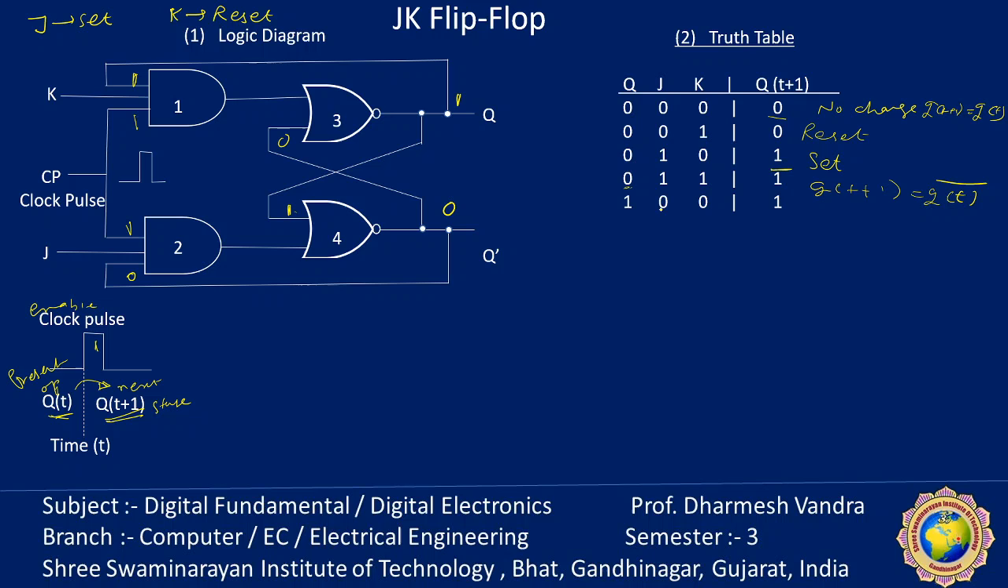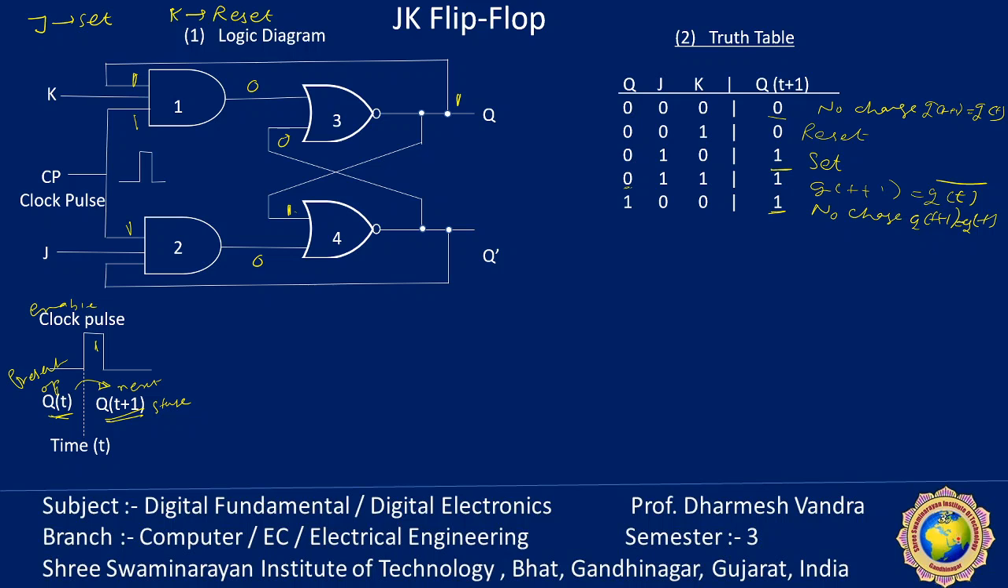Now the first condition is J 0, K is 0. If any one is 1, the result is 0. Both are 0, the result is 1. 0 plus 0 whole bar is equal to 1. So the output remained 1. It is called no change. Qt+1 equal to Qt. Next state is possible.